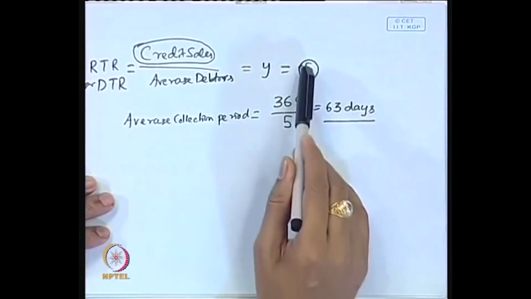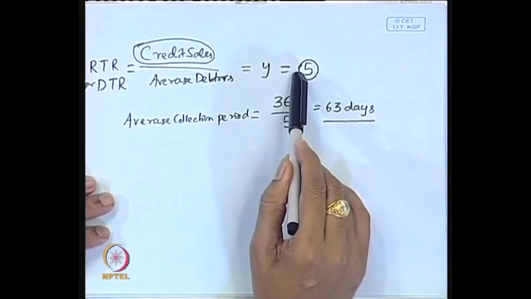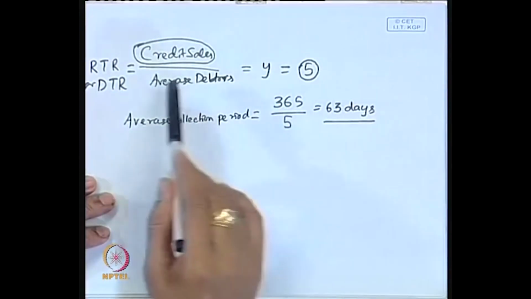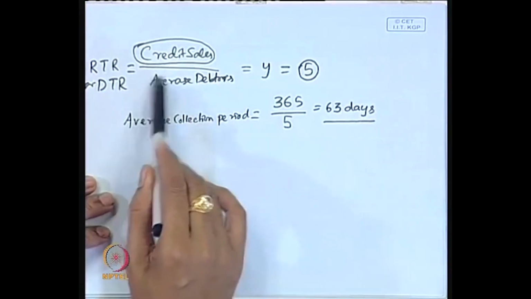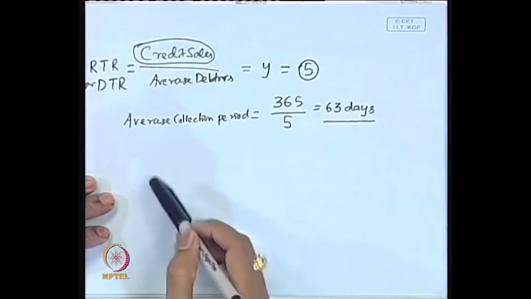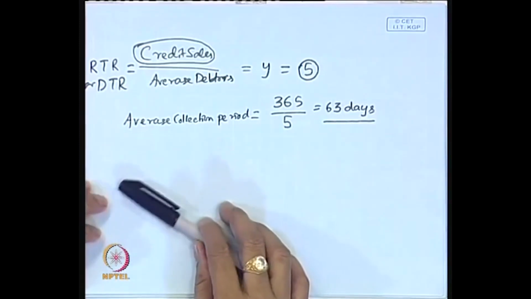So, the lower this particular value is always good, and this can be lower only if the debtor turnover ratio is higher, and the debtor turnover ratio can be higher only if the average debtors is actually lower. This can be achieved by giving some incentive to the debtors, that you please pay within time, or if you pay within these many days we will give certain discounts to you.